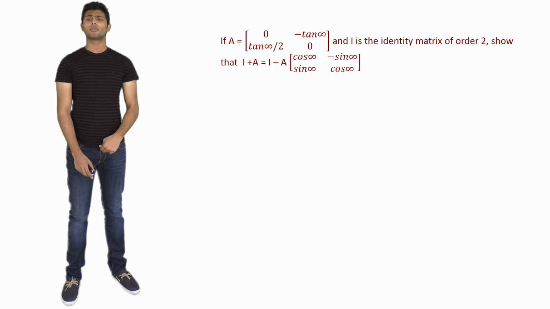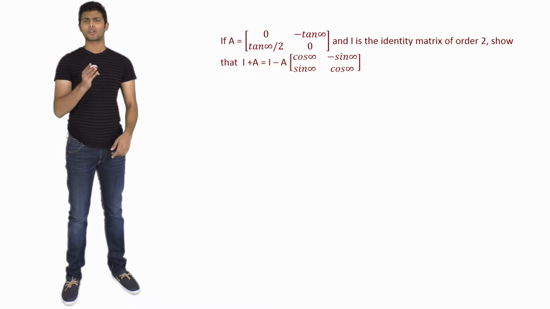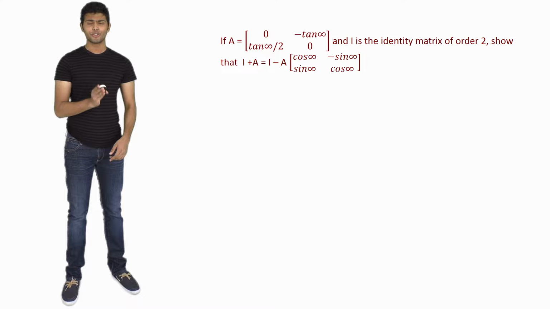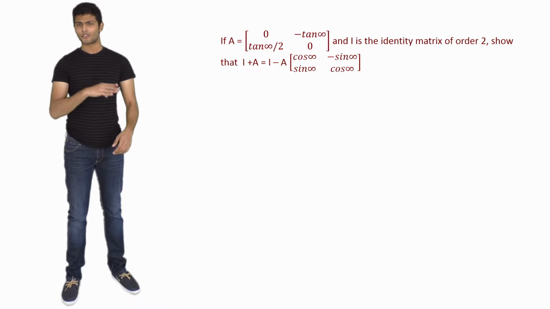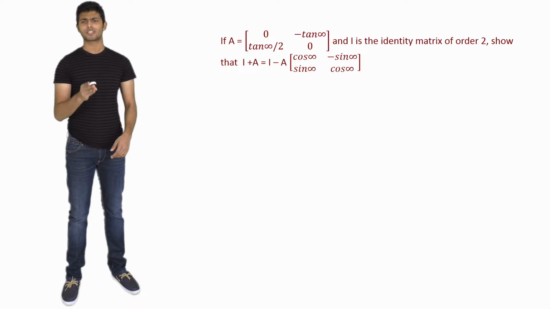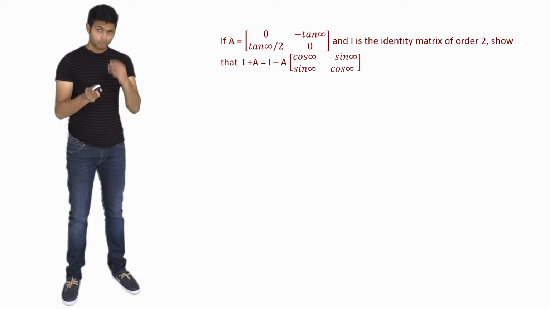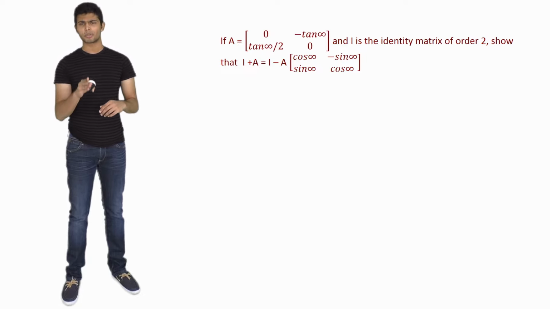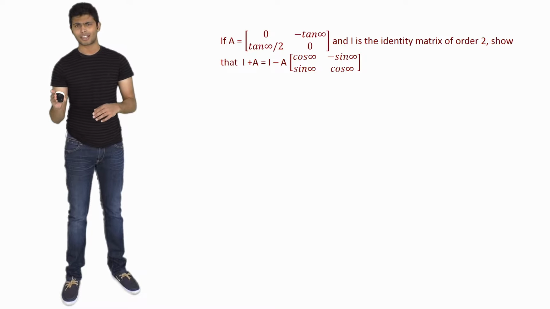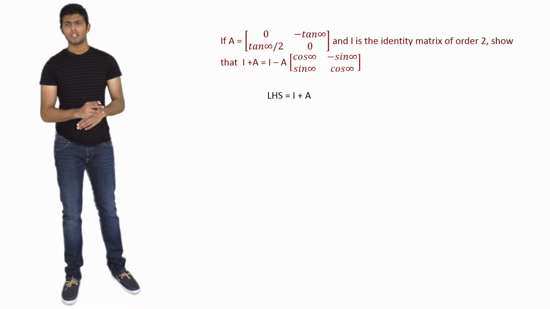So now in this problem, what we have to do is show that I plus A is equal to I minus A into the matrix with first row cos θ and minus sin θ, second row sin θ and cos θ. The A matrix which we are given has first row 0 and minus tan θ/2, second row tan θ/2 and 0.